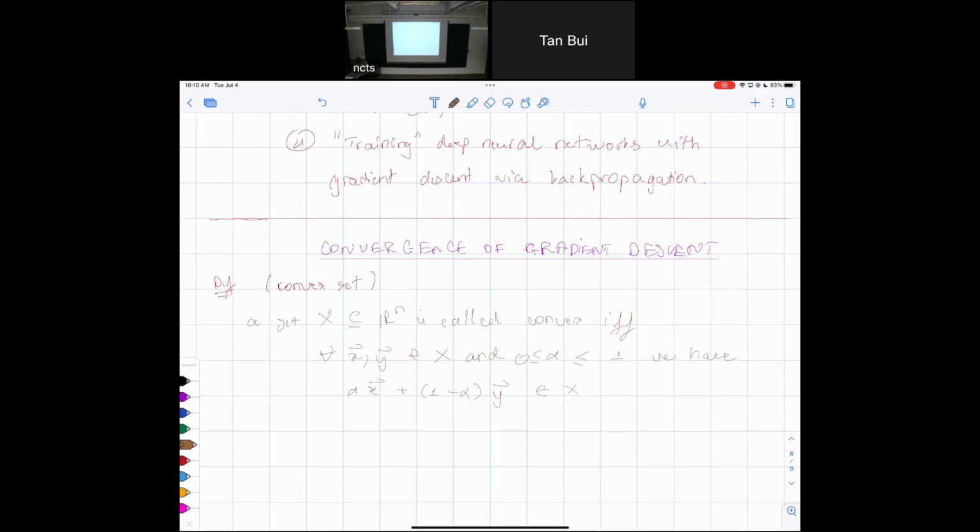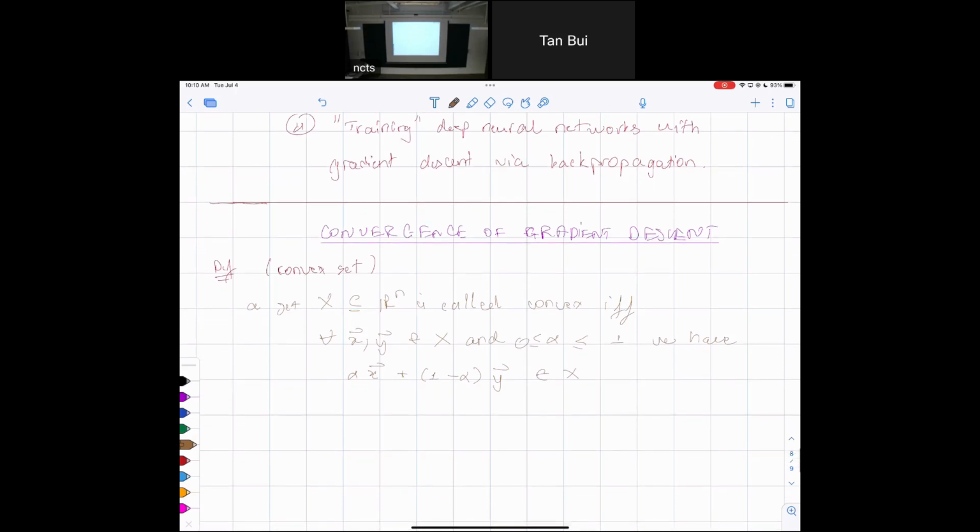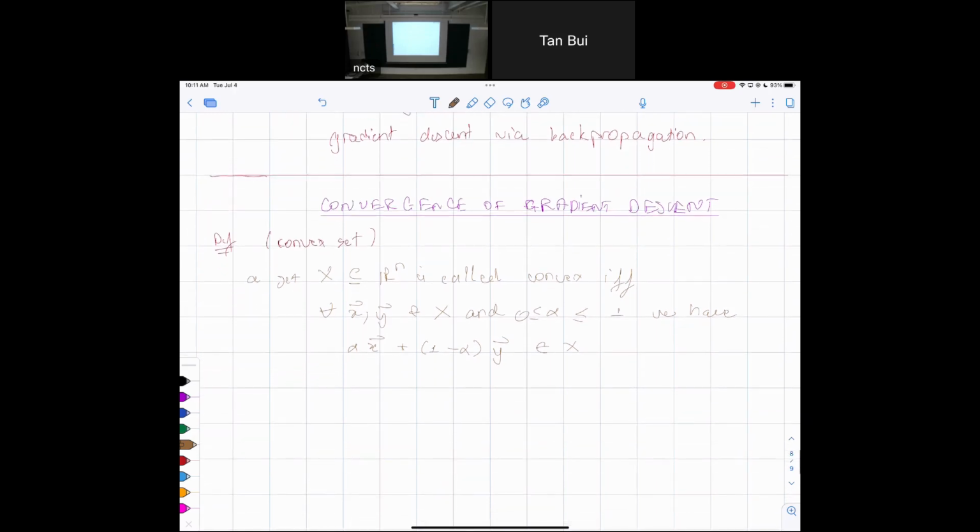So this is also known as a convex combination of x and y. If you pick two points in the set and take an arbitrary convex combination, and this is still in the set X, for arbitrary x and y, then the set is convex. So that's the definition.